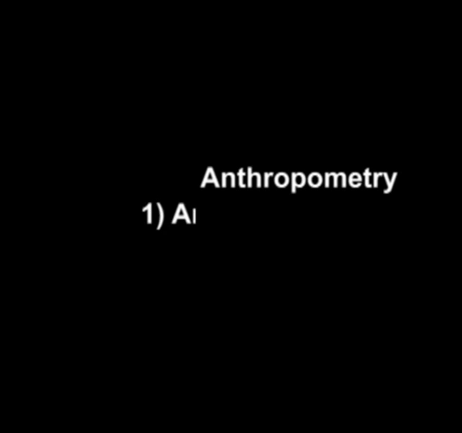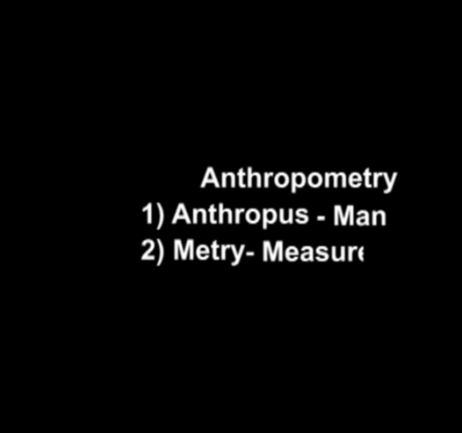Today I'm going to talk about anthropometry. Anthropometry is that branch of science in which we take measurements on the human body. The term anthropometry is composed of two words, Anthropus and Metry. Anthropus means man, Metry means measurements. So the simple meaning is measurements on man. We take numerous measurements on man.